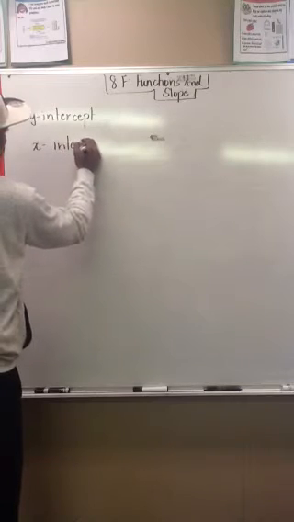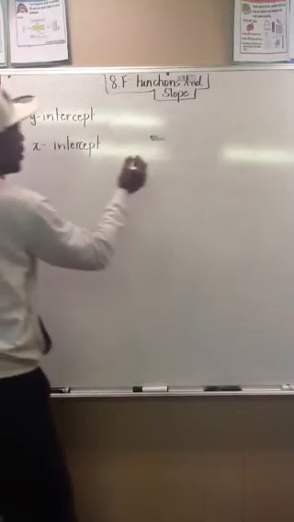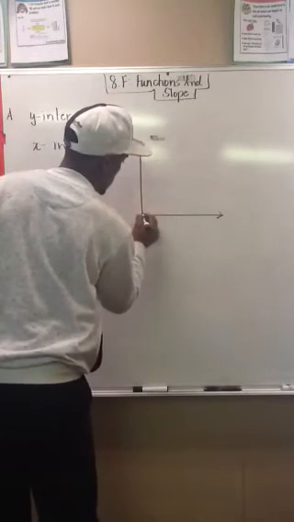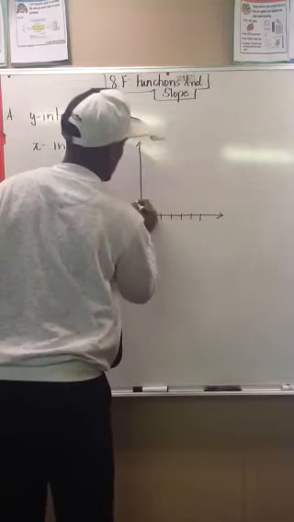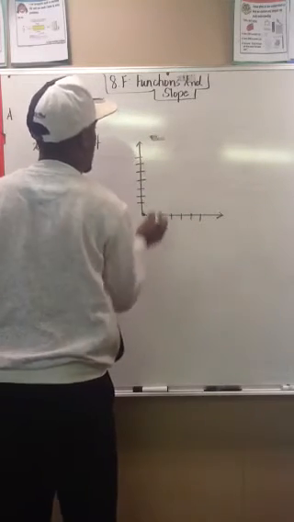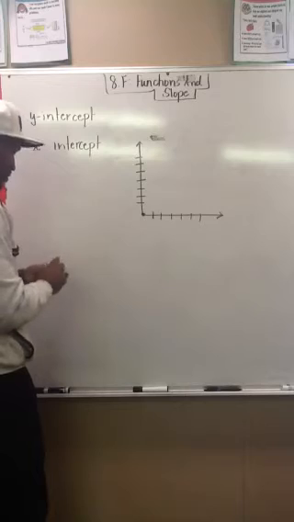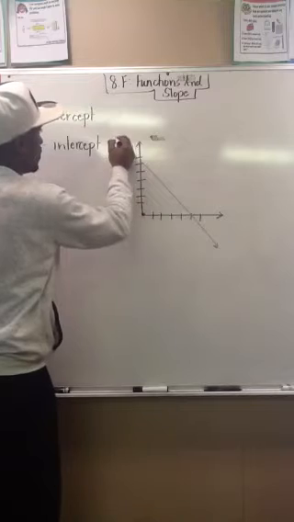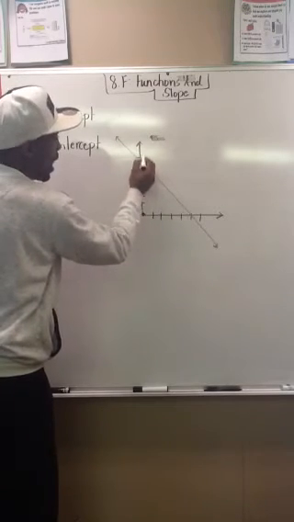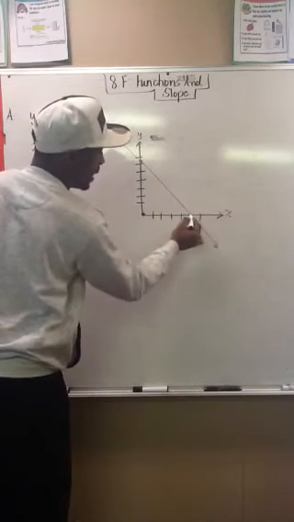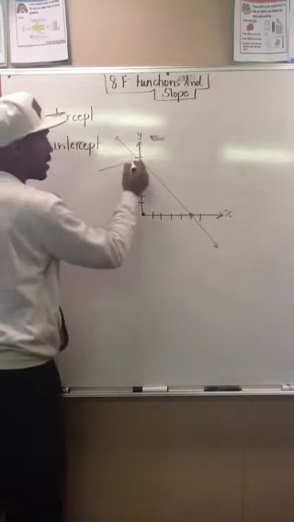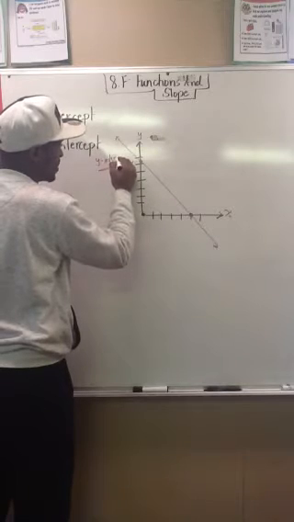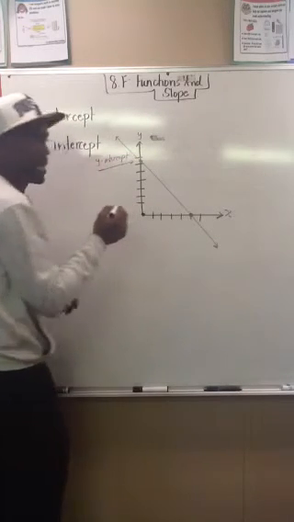Okay? If I draw a graph, put our points on there. Okay? And if I drew a line, a linear function or linear equation, as you see the line hit the y-axis right there, and the line hit the x-axis right there, the line intercepted the y-axis. So that point is the y-intercept.